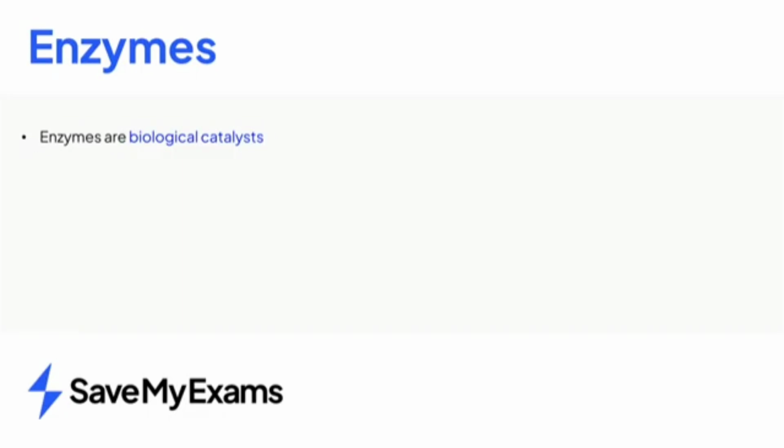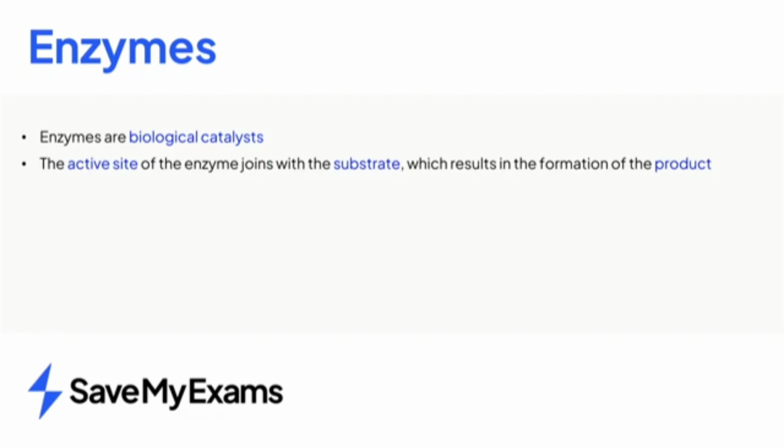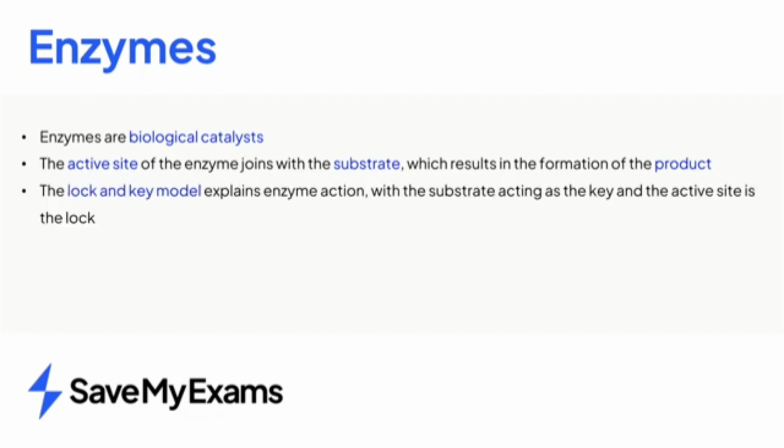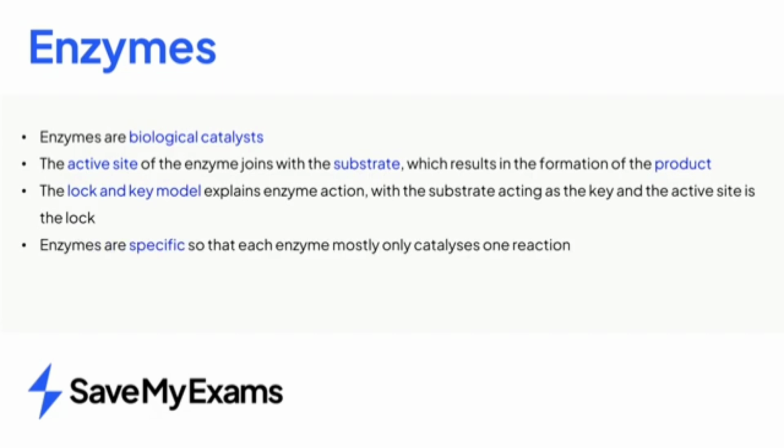In summary, enzymes are biological catalysts, which catalyze reactions by binding their active site to the substrate. The lock and key model describes how the active site of the enzyme acts as a lock, joining to the key, which is the substrate. Most enzymes are specific to only one type of reaction.